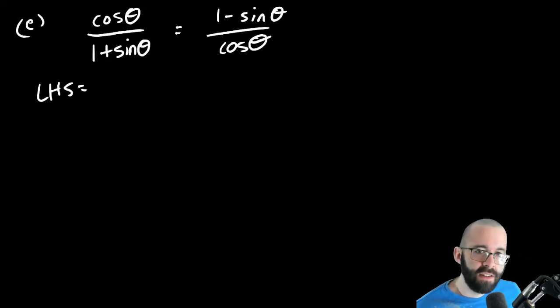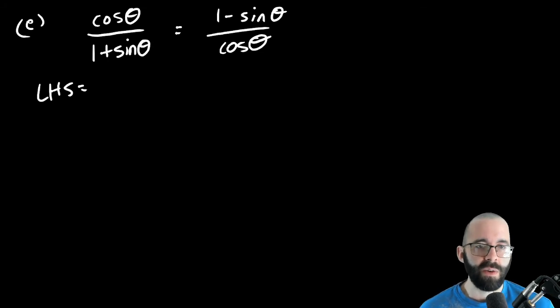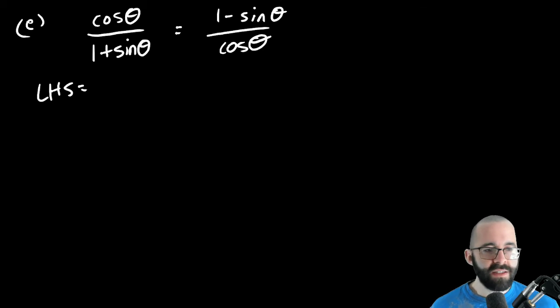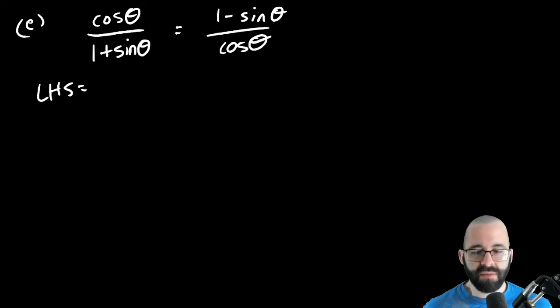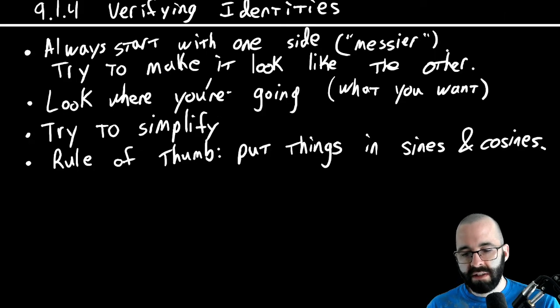All right? But we have a sine in the denominator. There's nothing to simplify, right? The left-hand side, there's nothing really to do. So we're kind of stuck. Let's look at our strategies. We started with a messier side. We already did that. Look where you're going. Look at what you want.